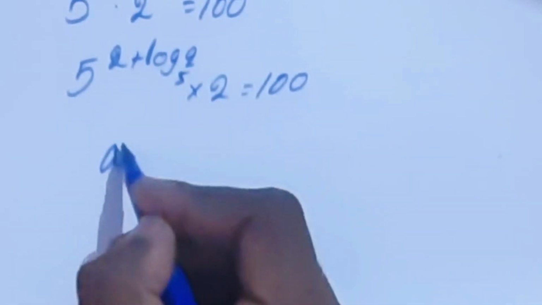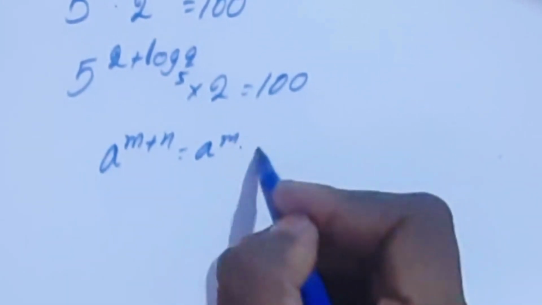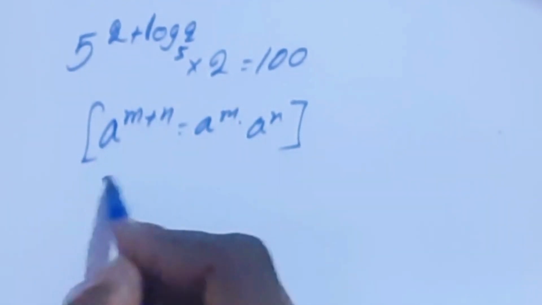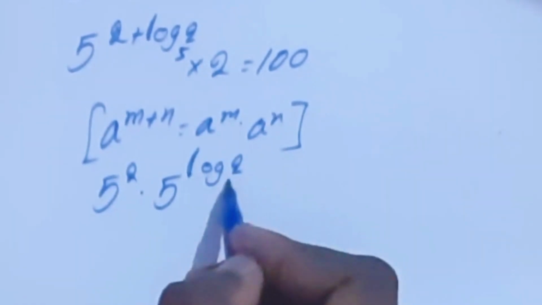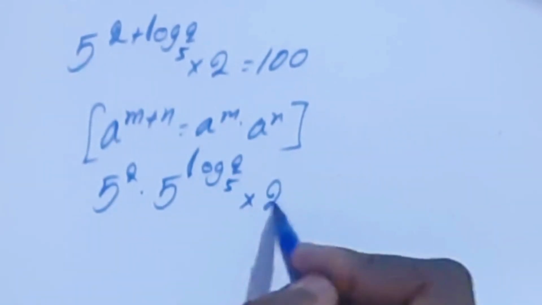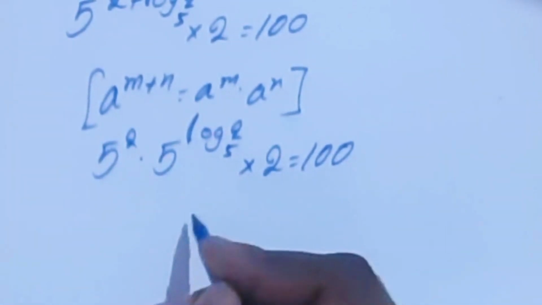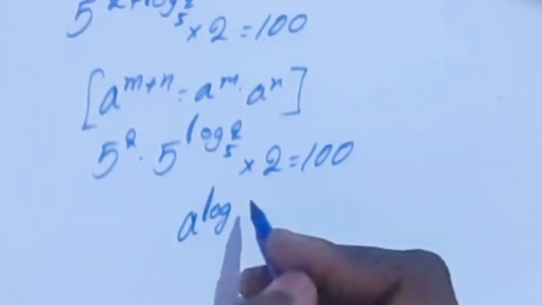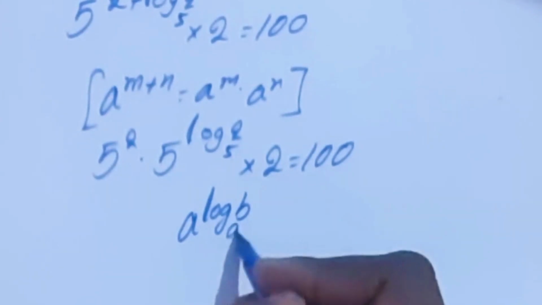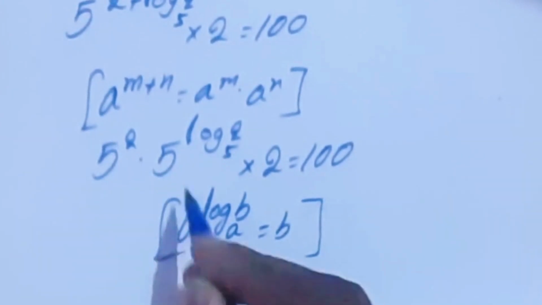Here we are going to apply a power m plus n equal to a power m times a power n. This exponent identity we are going to apply here. So 5 power 2 times 5 power log 2 base 5, times 2 equal to 100. Here a power log b base a equal to b. This formula we are going to apply here.